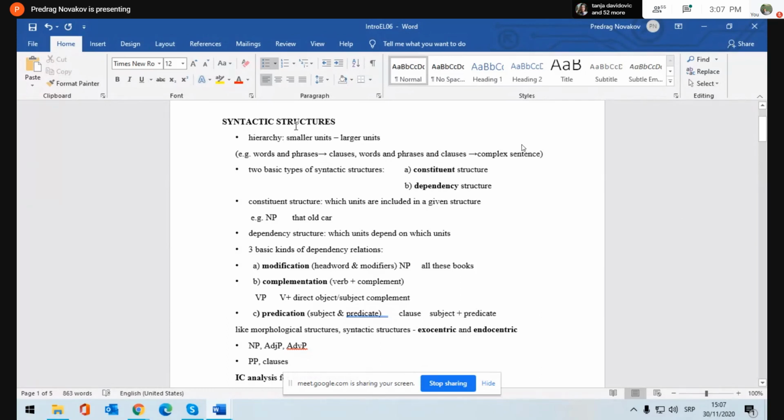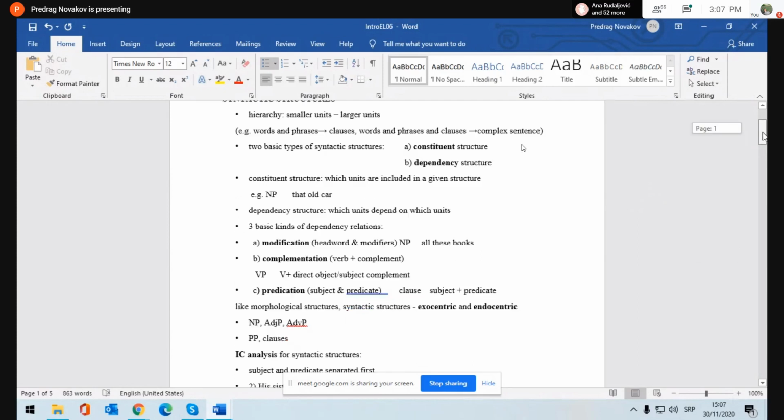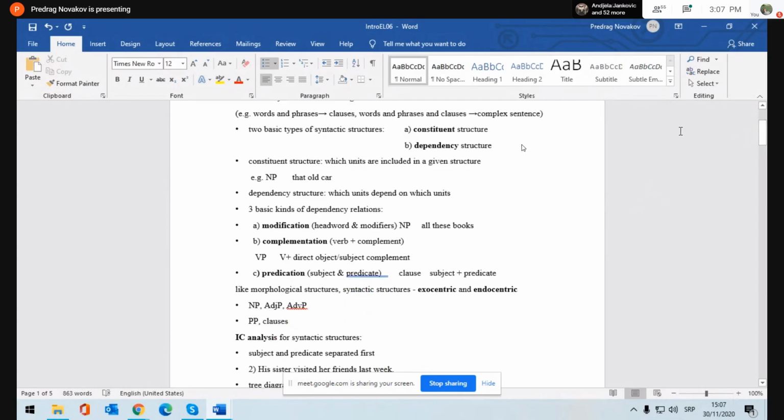So we have different kinds of syntactic structures. Units like words or phrases form structures. They form units in syntax, syntactic structures. We have two basic types of syntactic structures. The grammarians call them constituent structure and dependency structure, okay? You'll see that it's actually not anything especially difficult.